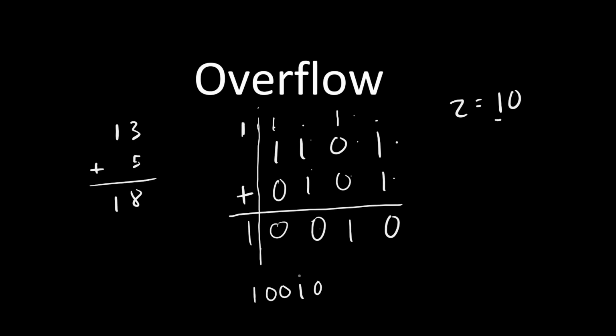So even though the answer would be 1, 0, 0, 1, 0, which let's just make sure that's 18, that's 1, 2, 4, 8, 16. So that's 16 plus 2 is 18. Yep, that's 18. What the computer is going to see is 0, 0, 1, 0, which equals 2. So that's the result that the computer is going to store in memory, which obviously is completely incorrect. So that's why overflow is important, and that's why you need to be aware of it.